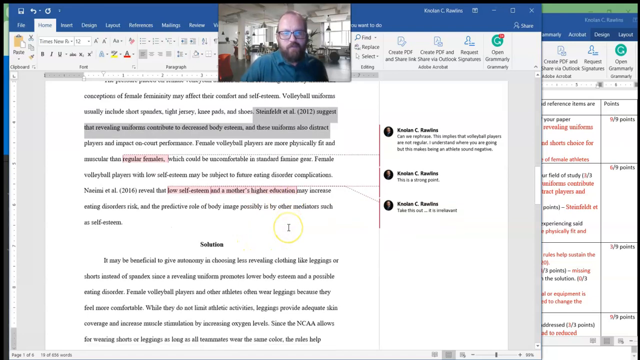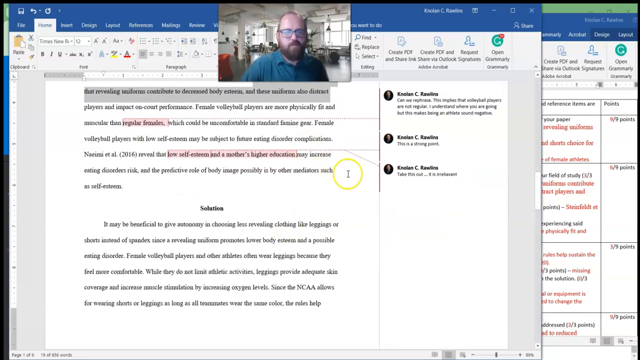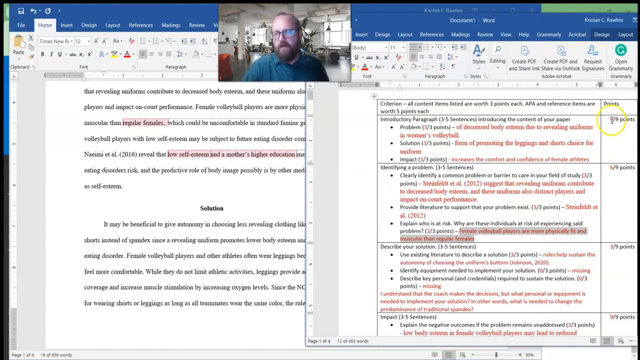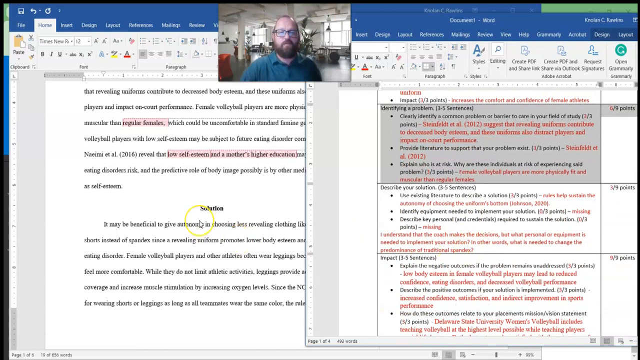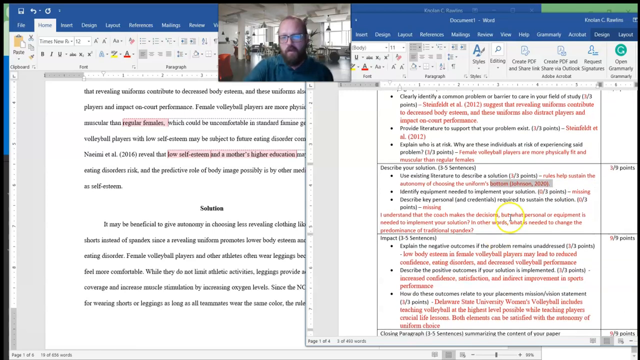It was really interesting, some of these points they made. All right, so you see there, again, 9 out of 9 points for the introduction, 6 out of 9 here for the problem, and then solution. This was her first go, so she had some work to do. Right here, I didn't really understand, and this is where students get stuck. So there are rules in the NCAA that give athletes some leeway in what they can wear. I was really interested in finding that, and that was supported in this literature from Johnson in 2020.